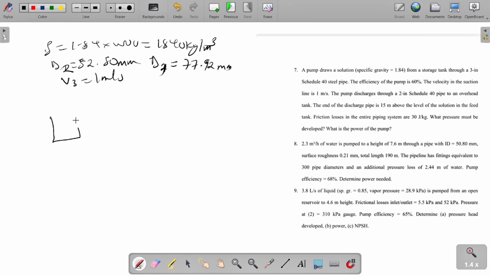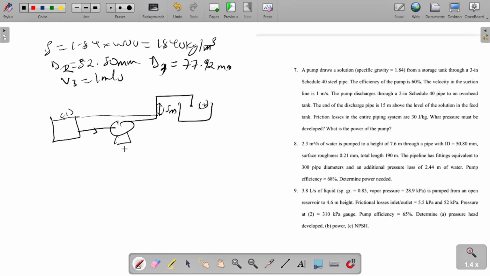So we have over here where the pump draws the solution from. This is the suction side of the pump. So we have a pump like this, then we have the discharge side over here. This is point 2. Then on the surface of the solution, we have point 1. Then it said that the surface to the discharge side is 15 meters. So you have to sketch it so that you have an actual view of how the thing looks.